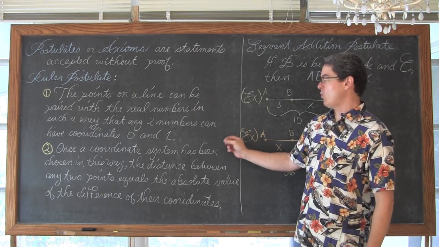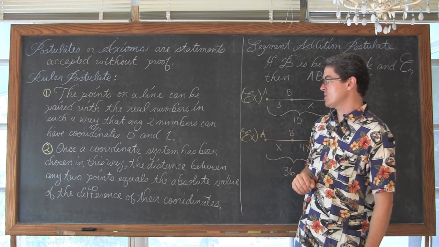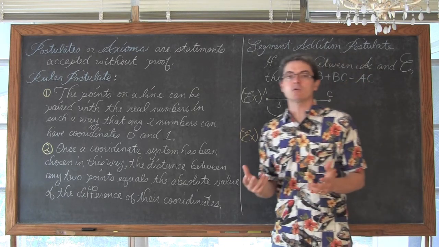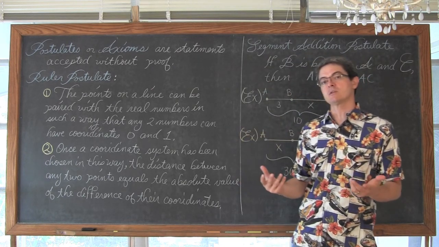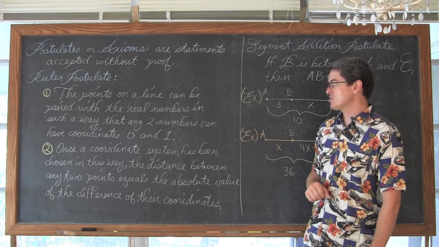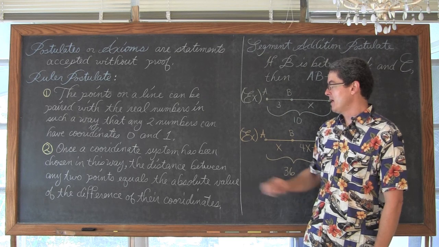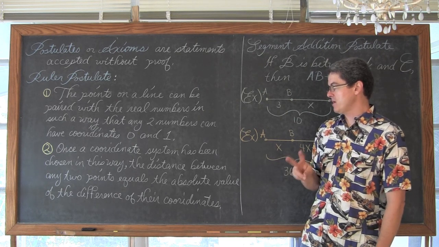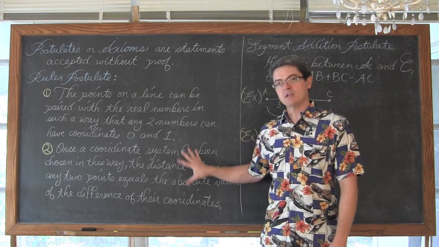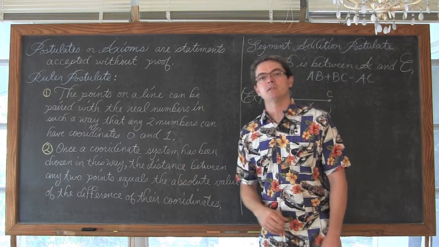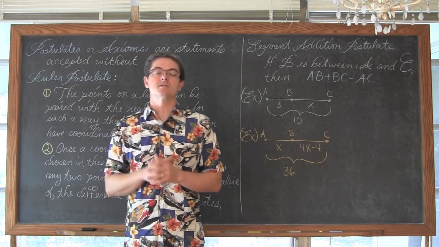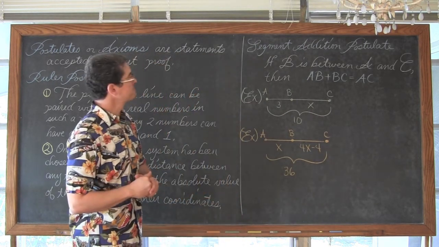Once this is set up, once a coordinate system has been chosen, we're talking about the number line now, there are multiple types of coordinate systems. There's a rectangular coordinate system, there's a polar coordinate system. Right now we're just talking about a number line. Once a coordinate system has been chosen, the distance between any 2 points equals the absolute value of the difference of their coordinates. This is just a very wordy math definition that explains exactly what I did in my previous example, how you subtract the coordinates and find the absolute value.